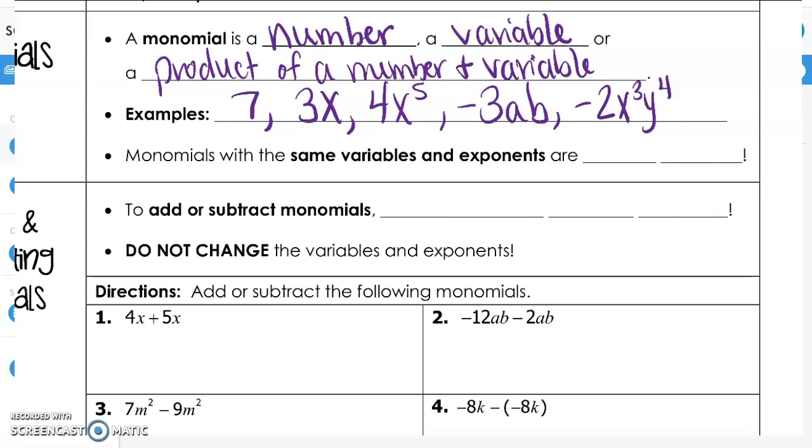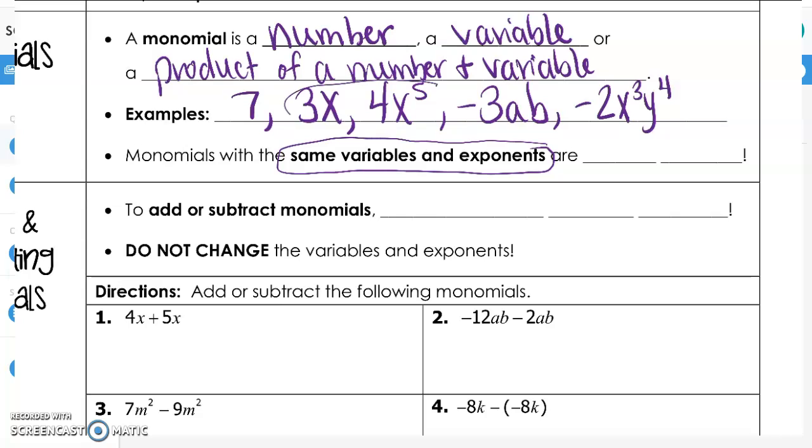What we are going to do with monomials is we are going to add, subtract, multiply, and divide them. So we're going to put them together in different ways. On this page, 2-11, all we're going to do is add or subtract. This is very similar to what we did before when we were combining like terms. Okay, so monomials with the same variables and exponents. This is extremely important.